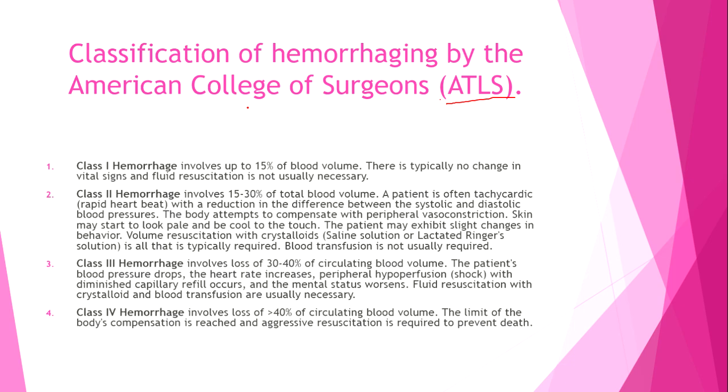Class 3 hemorrhage involves loss of up to 40% of circulating blood volume. The patient's blood pressure drops, the heart rate increases, peripheral hypoperfusion with diminished capillary refill occurs, and the mental status worsens. Fluid resuscitation with crystalloid and blood transfusion are usually necessary. Class 4 hemorrhage involves loss of more than 40% of circulating blood volume, the limit of the body's compensation is reached, and aggressive resuscitation is required to prevent death.